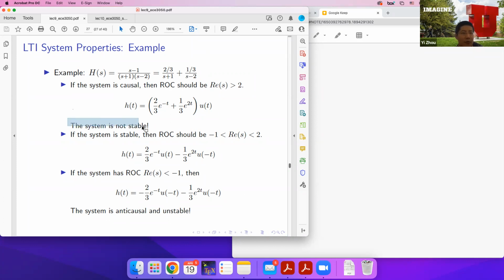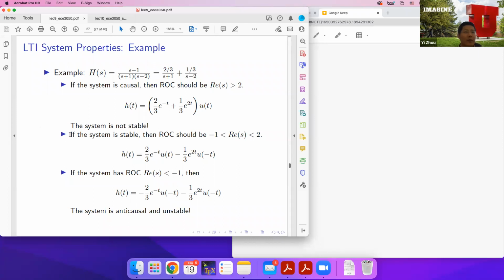However, this system is not stable, because according to the stability criterion, the ROC must include the y-axis. But in this case, the rightmost pole 2 is to the right of the y-axis. So this region of convergence does not contain the y-axis. Therefore, for this example, if we want the system to be causal, then it is not a stable system.